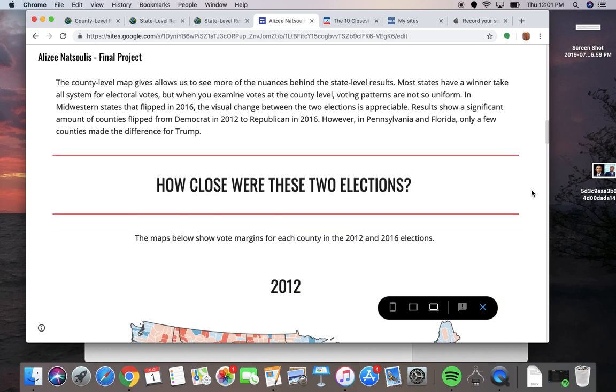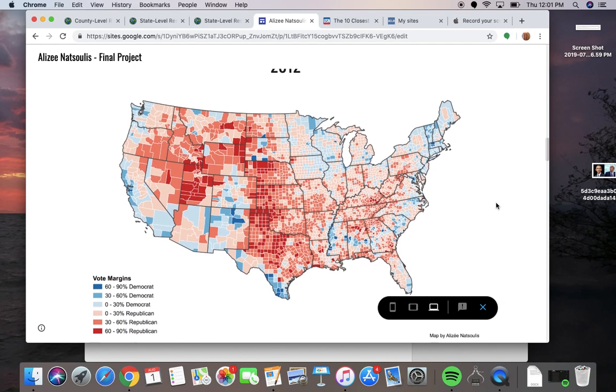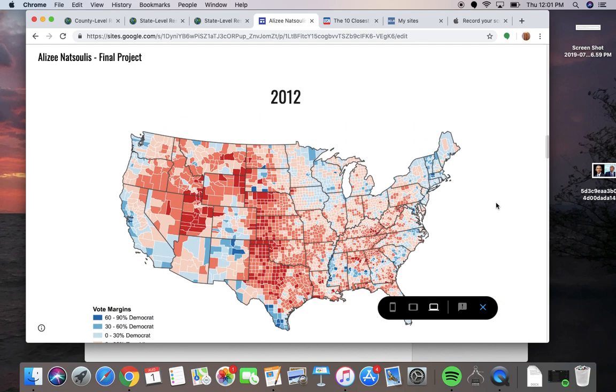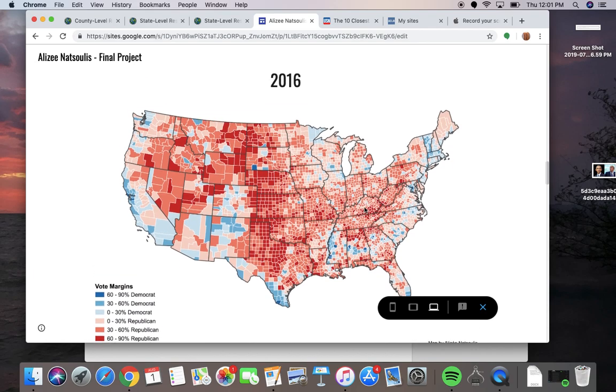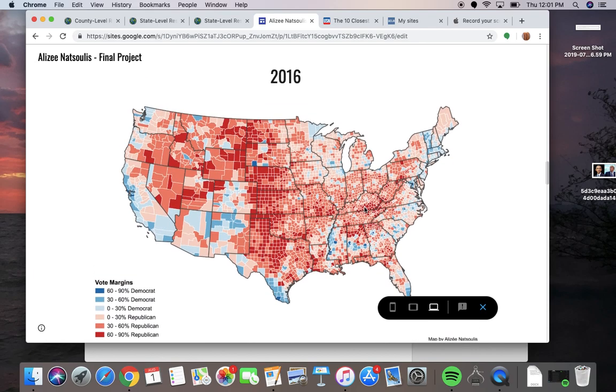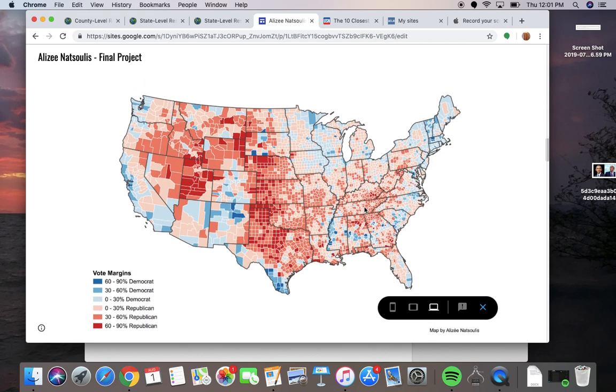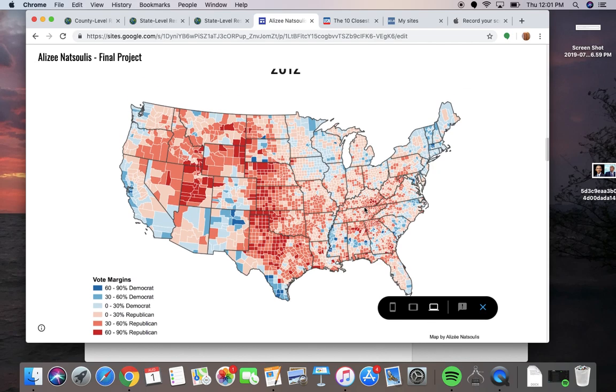For the next two maps, I chose to show the vote margins for Democrats and Republicans in both the 2012 and 2016 elections. The way I did that was I used a field calculator to make a new field for vote margins in 2016 and vote margins in 2012. For 2012, I did percent votes for Obama minus percent votes for Romney, and in 2016, I did percent votes for Clinton minus percent votes for Trump.